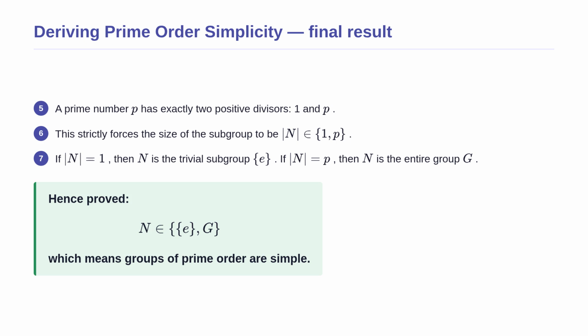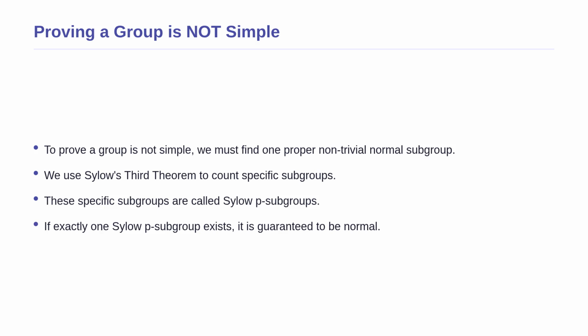If the size is 1, it can only contain the identity element. If the size is p, it contains every single element, making it the entire group. Since these are the only two mathematical possibilities, the group lacks any proper non-trivial normal subgroups. This definitively proves that all groups of prime order are simple. So, we have proven that prime-ordered groups are simple.